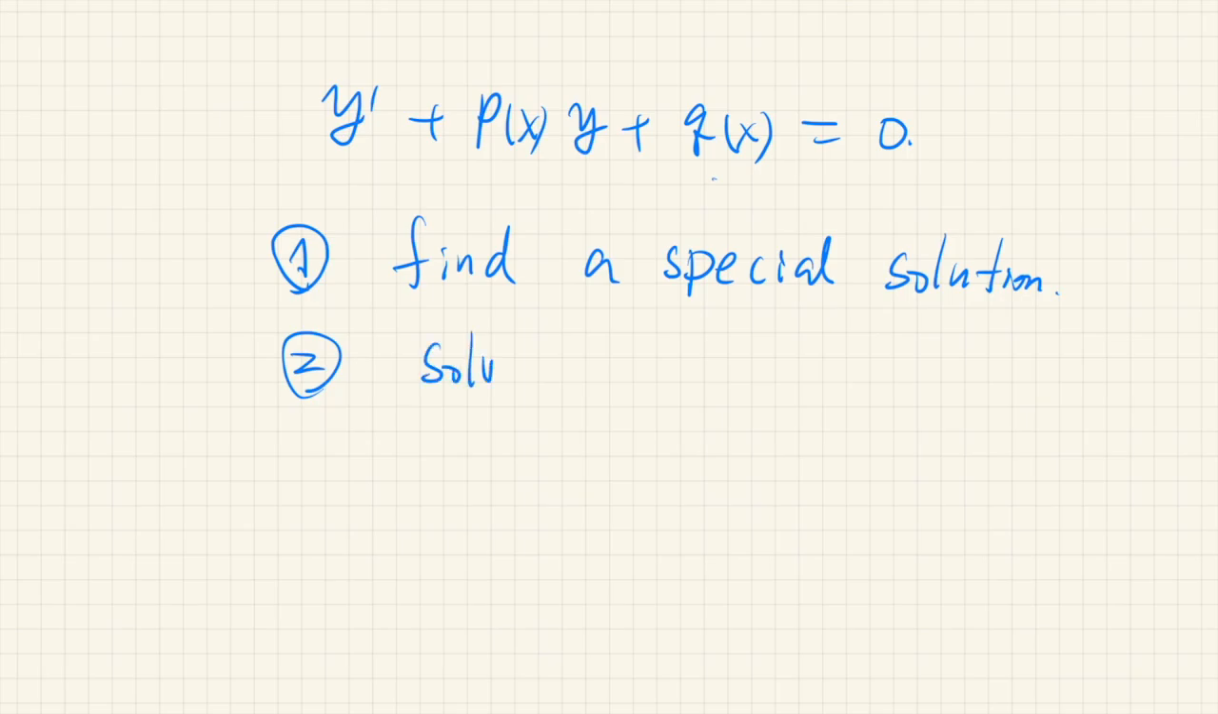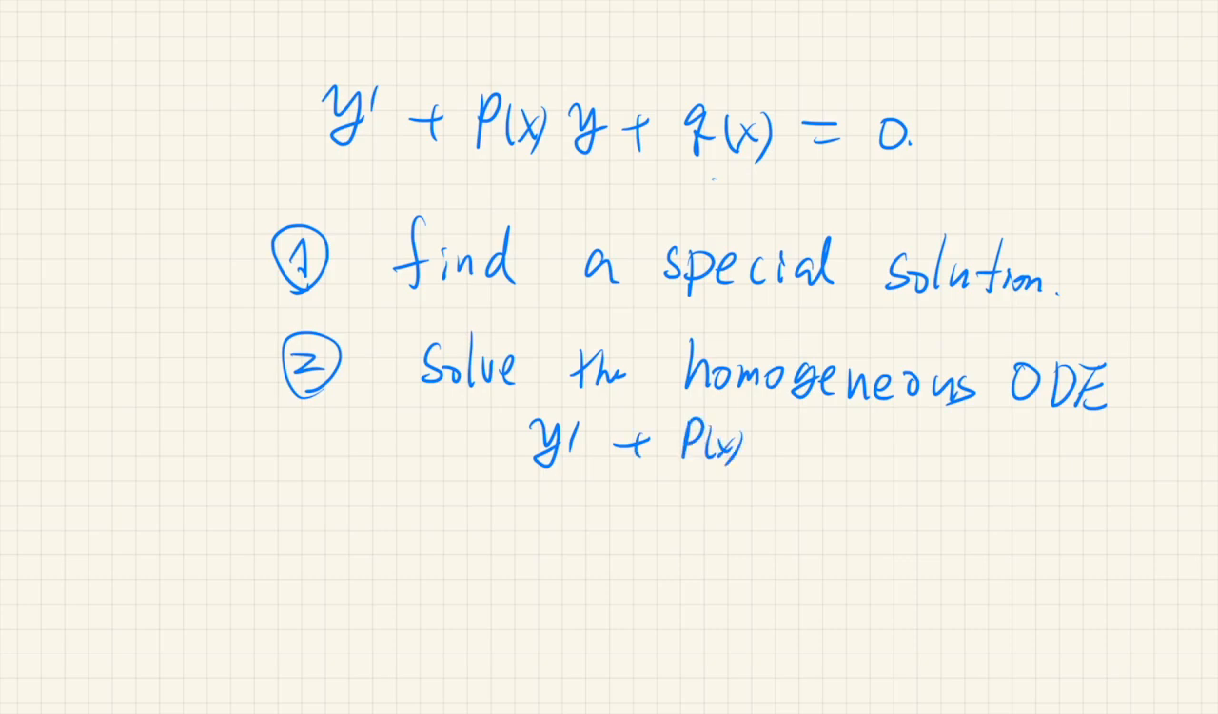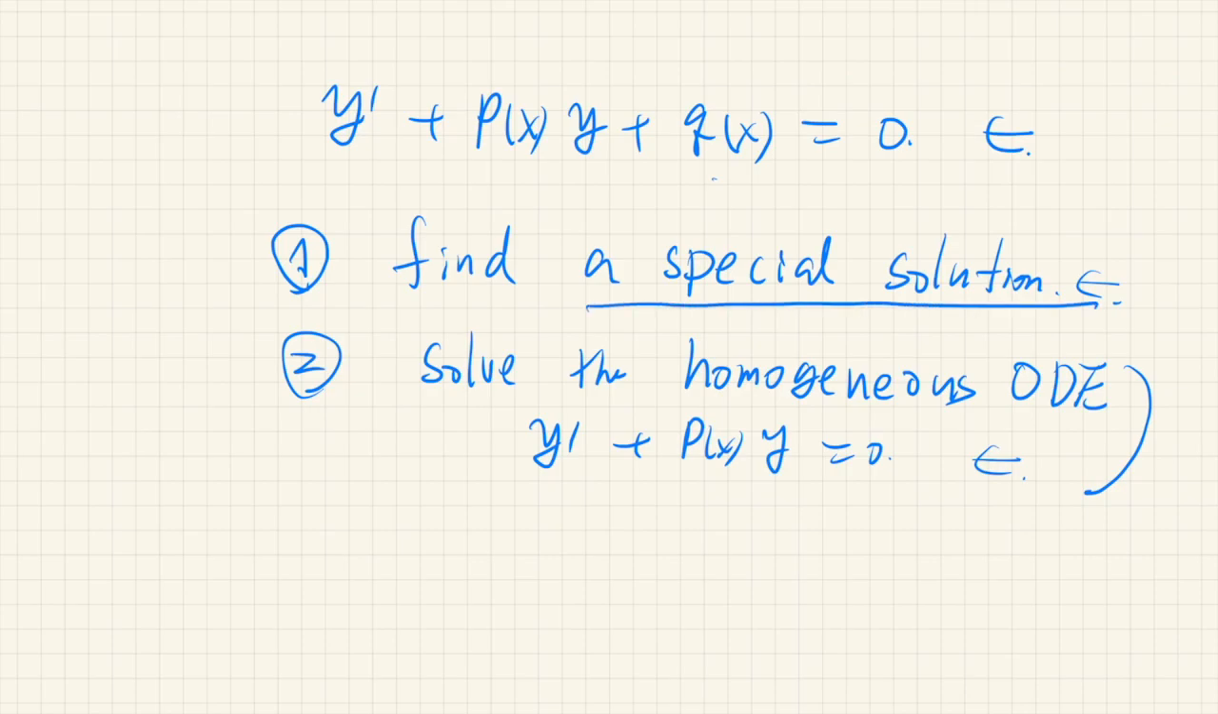So solve the homogeneous ODE. In this case, that would be y prime plus p of x times y equal to 0. Then add the general solution of this to this special solution. Then we have the general solution of this original inhomogeneous differential equation. So the question is, we know how to solve this homogeneous case. We have just done that. So the only question here left is, how do we find this special solution given this inhomogeneous equation?